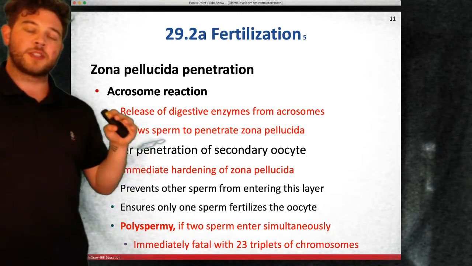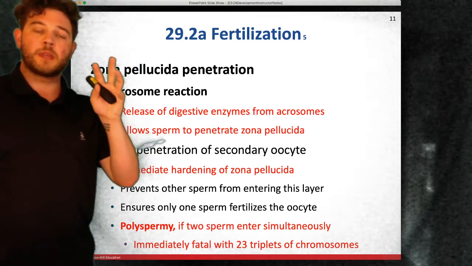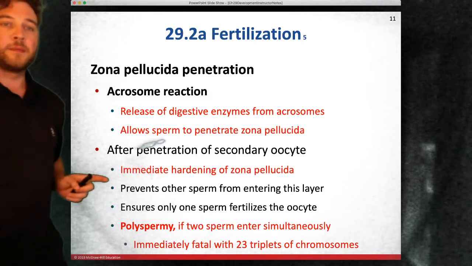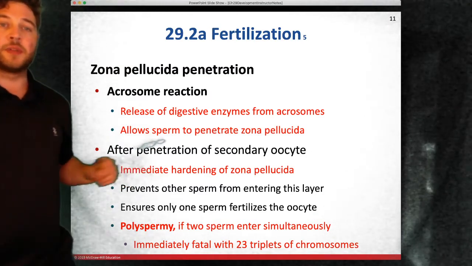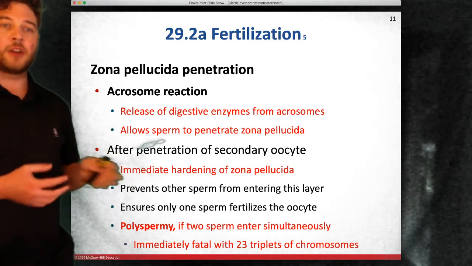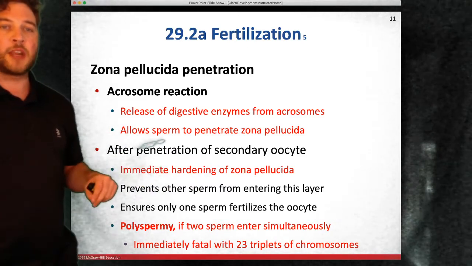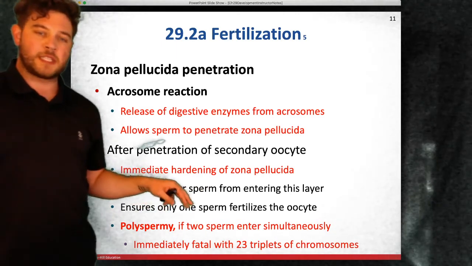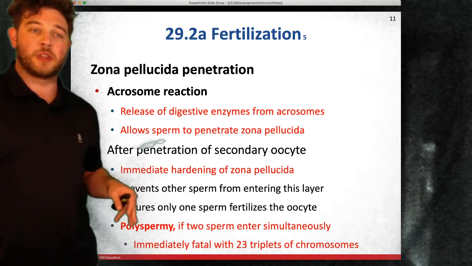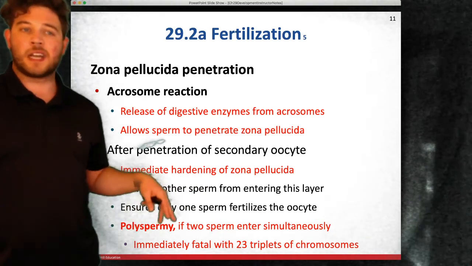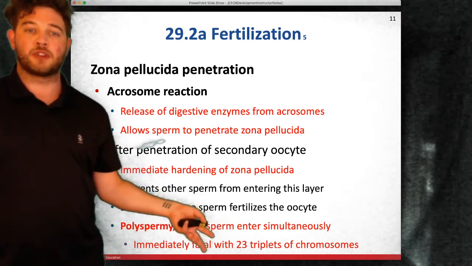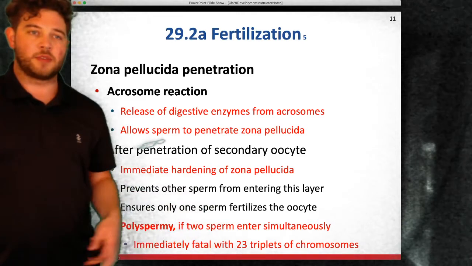Multiple sperm can penetrate the corona radiata, but only one sperm will be able to penetrate the zona pellucida. As soon as that happens, the zona pellucida will immediately harden and prevent other sperm from entering this layer. It ensures only one sperm fertilizes the oocyte. If two do get in, it's called polyspermy. If more than one sperm enters at the same time, it does not cause twins. It's immediately fatal because the organism will have 23 triplets of chromosomes, so it won't even be able to replicate.